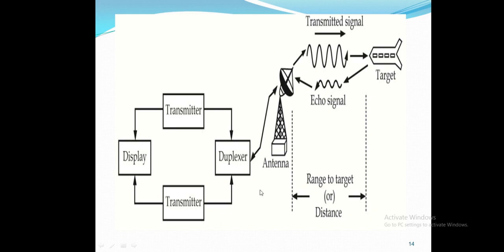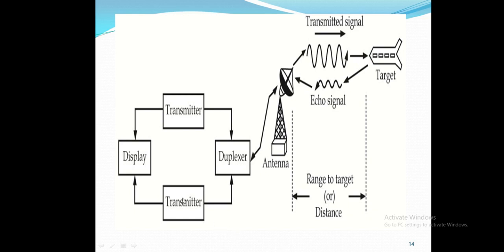Here the same antenna can be used for both transmitting and receiving purposes. Next one is the receiver. Here it is not a transmitter, it is a receiver. The reflected signal, that means the echo signal collected by the radar antenna, is delivered to this receiver through the duplexer. By using this duplexer, the received signal, that is the echo signal, goes to this receiver.